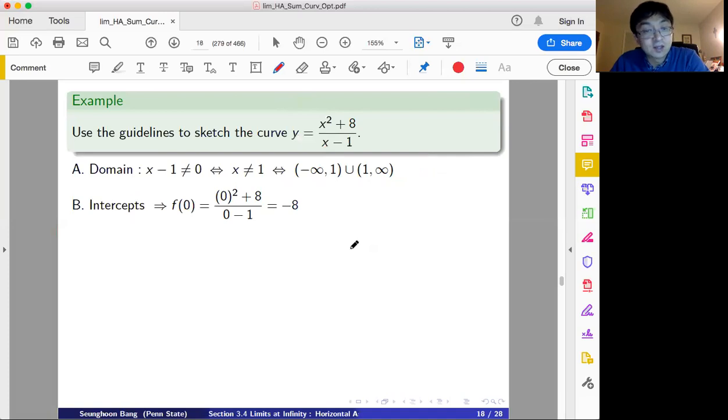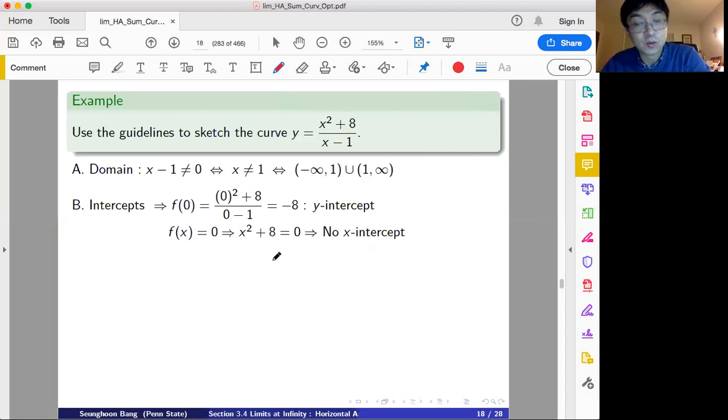How can you find the x-intercept? You solve f of x equal to 0. The f of x equal to 0 happens only when the numerator equals 0. The numerator equal to 0 is impossible. So we don't have an x-intercept.